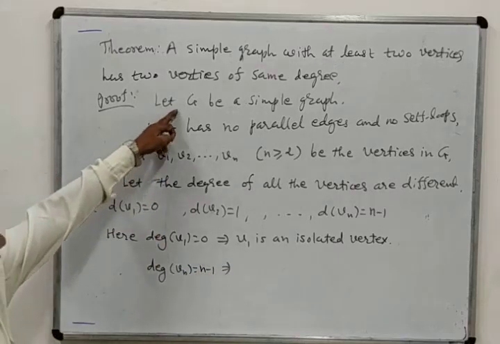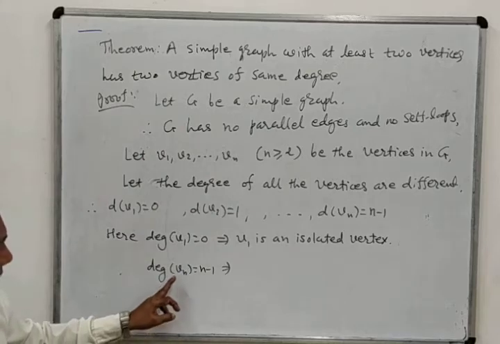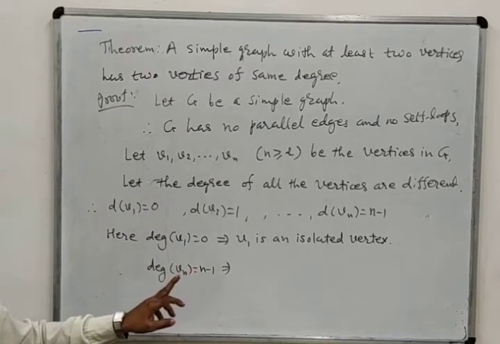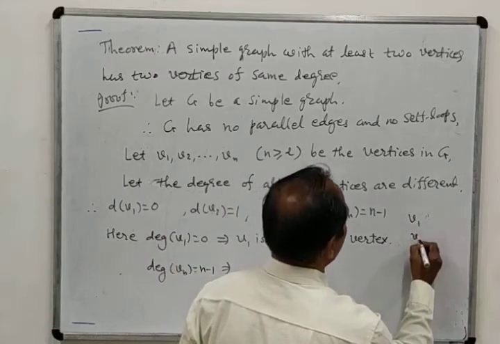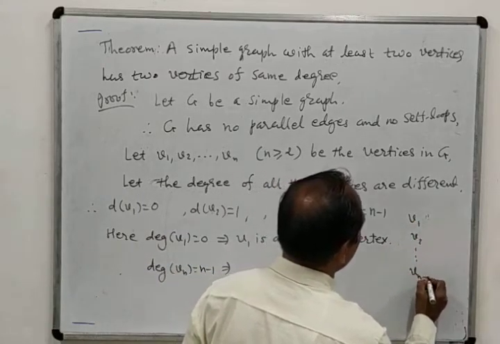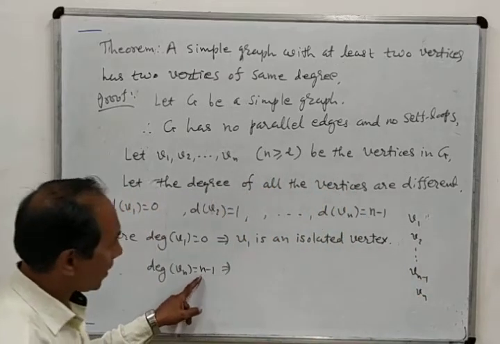The graph G is simple, so there is no self loop and parallel edges. The degree of Vn equal to n minus 1, so we can say that, and there are n vertices. V1, V2, Vn minus 1, Vn. There are total n vertices. So degree of Vn is n minus 1.